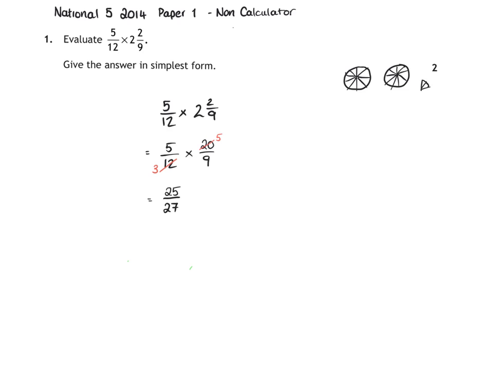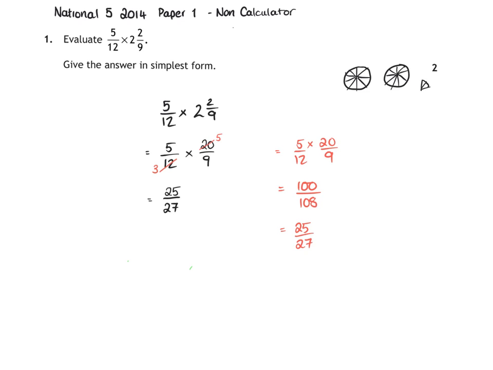If you multiplied separately, so if we didn't simplify first, we would have 5/12 times 20 over 9. So you would get 100 on the top, as 5 times 20 is 100, and 12 times 9 is 108. And then you would be able to simplify that, because you can divide both of those by 4 to get your 25 over 27.